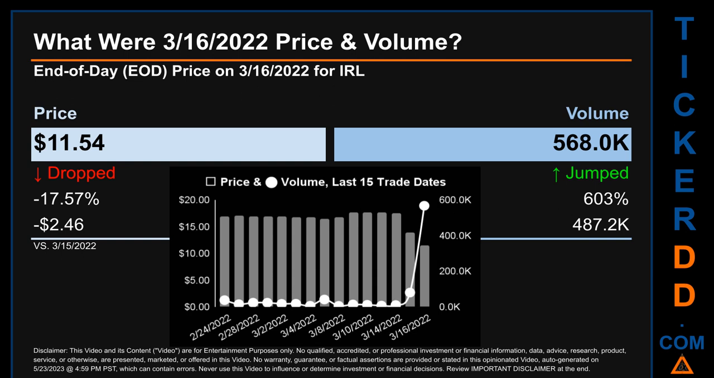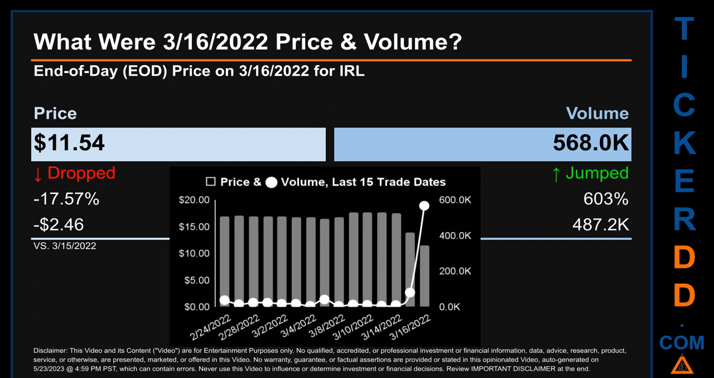What was end-of-day price and volume for IRL? On Wednesday, March 16, 2022, IRL had an end-of-day price of $11.54 and volume of about 568,000. Compared to the previous trading day, the price dropped 17.57%, losing $2.46, while volume jumped 603%, increasing about 487.2 thousand.